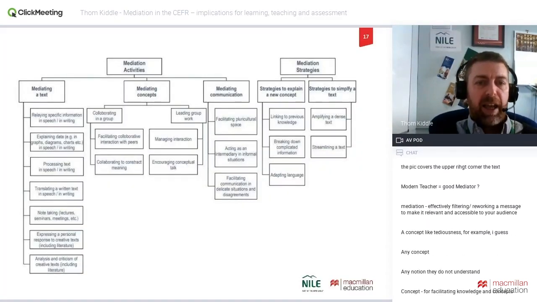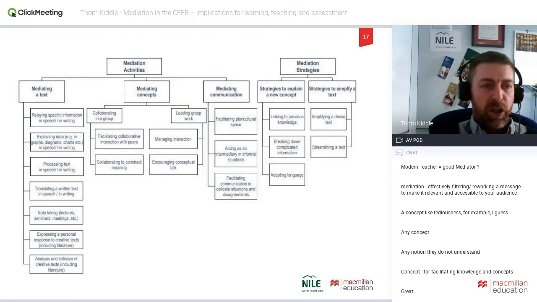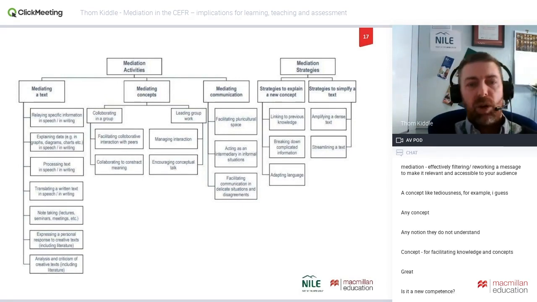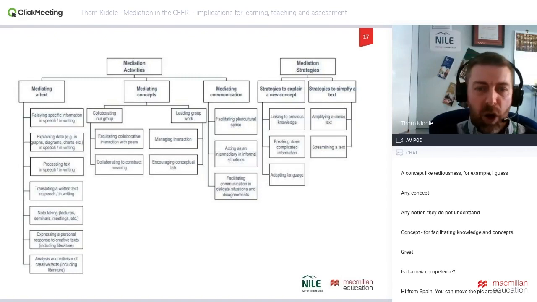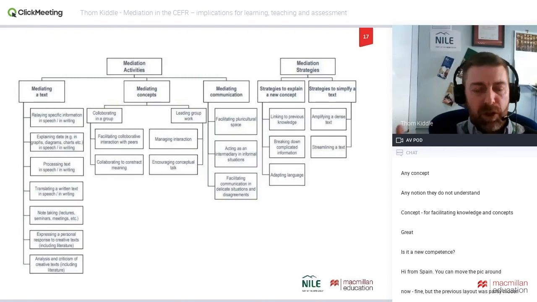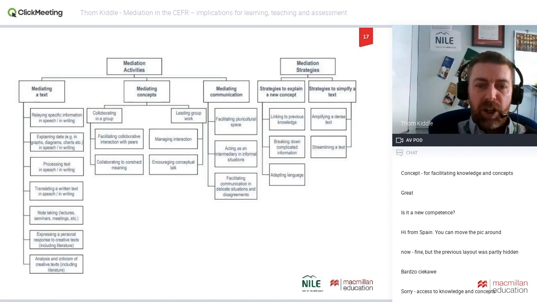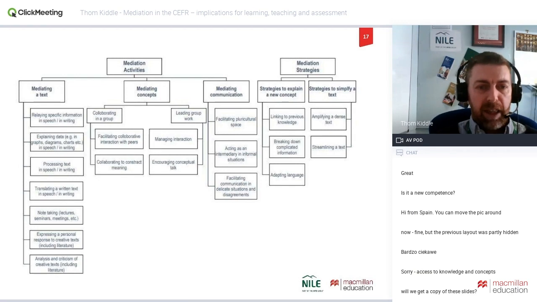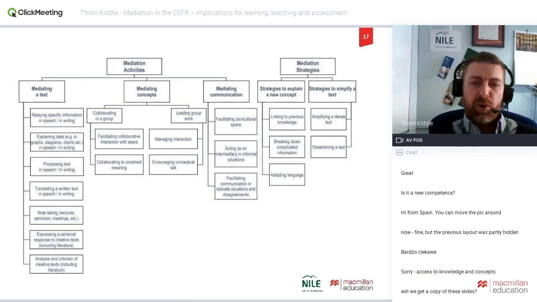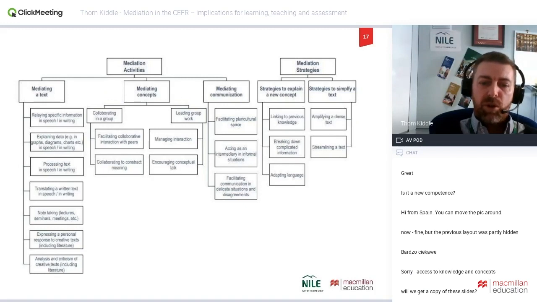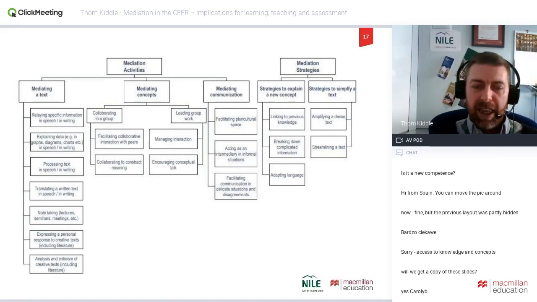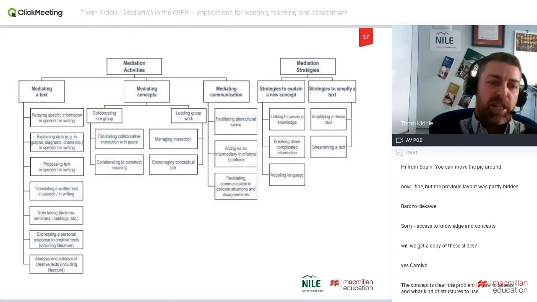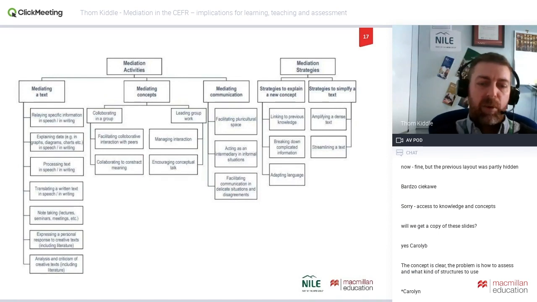tree sense that we were looking at earlier, that each one of those areas that I mentioned on the previous slide, mediating a text, mediating concepts and mediating communication, has its own set of illustrative descriptor scales that talk about how we can do these things at different levels in the companion volume. And there's also strategies for which we might break down some of those competencies and support them with the nitty-gritty, the actual skills that are involved in presenting that language or breaking down that language or making that language more accessible to others.